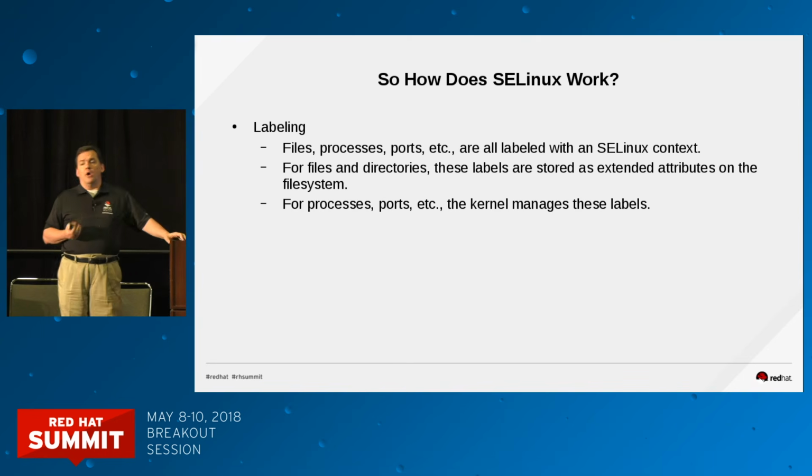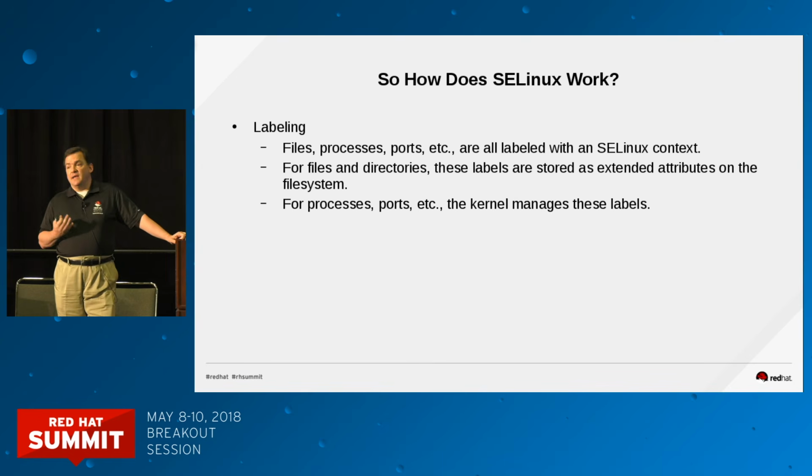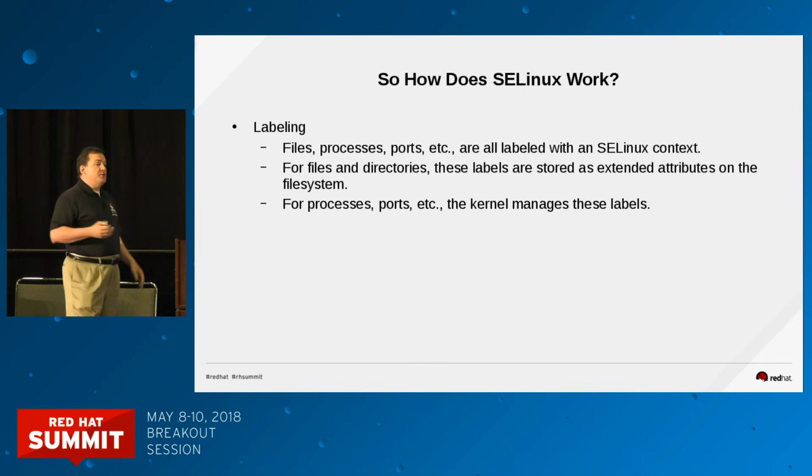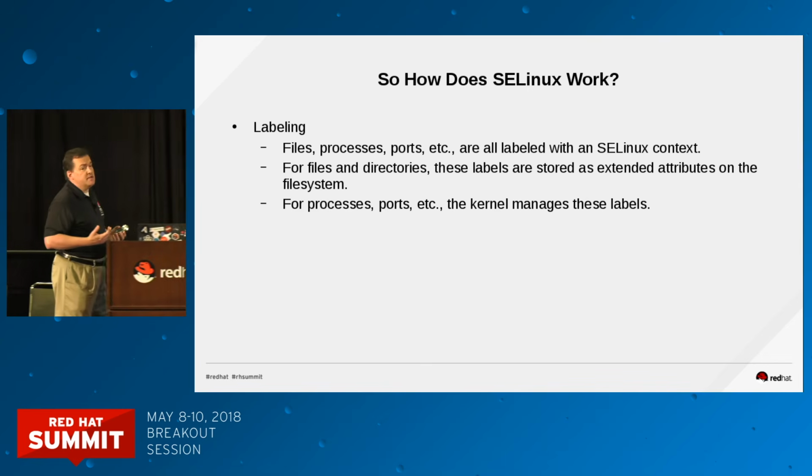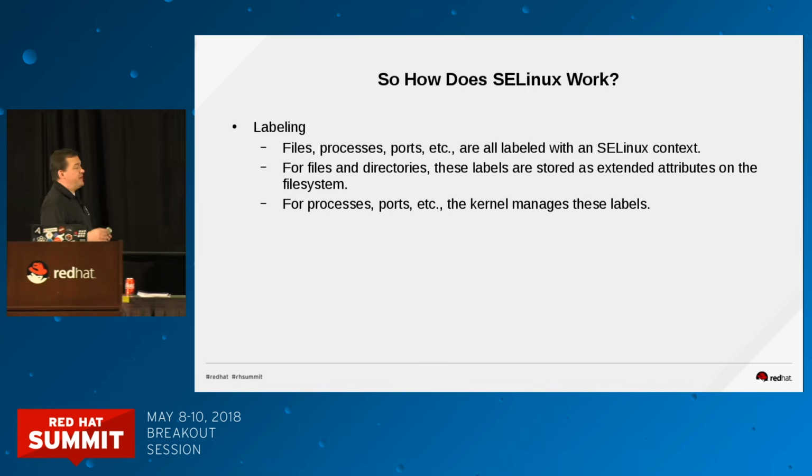With labeling, all the files and processes, ports, and so on have an SELinux label associated with them. For files and directories, that label is actually stored as an extended attribute on the file system, depending on the type of file system that you have.